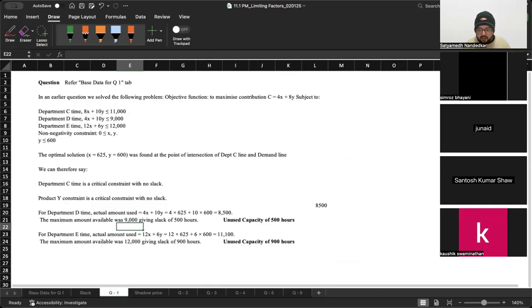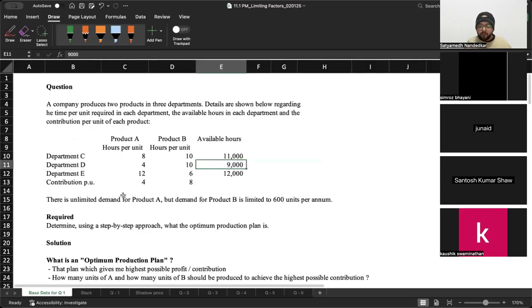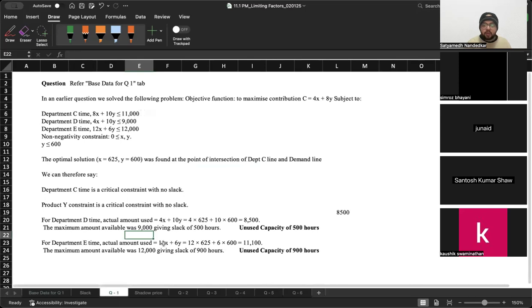And in department E, how did you define the constraint? 12x plus 6y, which was 12 into 625 plus 6 into 600, 625 units of x and 600 units of y. आपका आया 11,100 as the total number of hours actually used. But आपका जो अवेलेबल आवर्स था वो अवेलेबल आवर्स 12,000 था. You had more time, you utilize less time. There is still unutilized resource capacity, and that unutilized resource capacity is called slack.